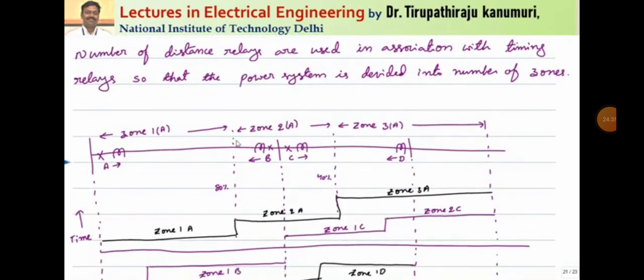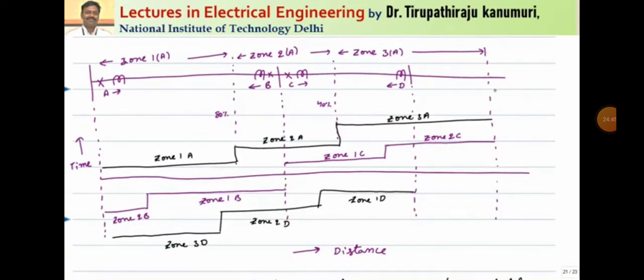A number of distance relays are used in association with timing relays, so that the power system is practically divided into a number of zones. Let us take, for example, a power system having bus bars: one bus bar here, a second and a third bus bar. This is my entire transmission line.